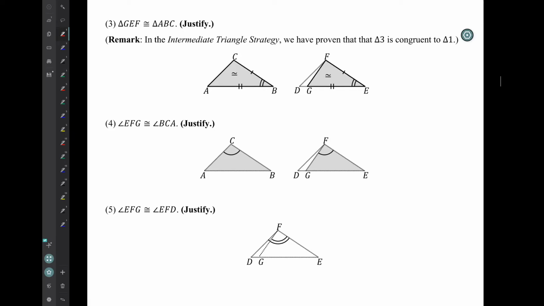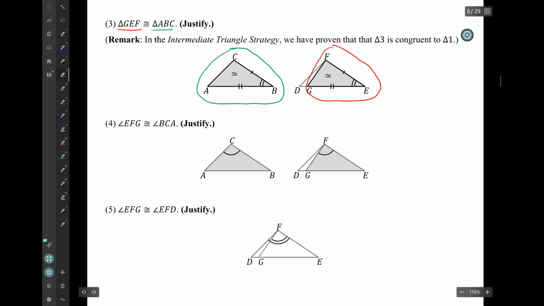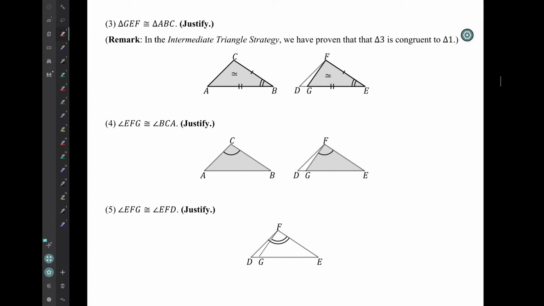Statement 3 says that triangle GEF is congruent to triangle ABC. So in terms of the intermediate triangle strategy, this says that that intermediate triangle, triangle 3, is congruent to triangle 1. Now you'll justify this statement in a homework exercise. Statement 4 says that angle EFG is congruent to angle BCA. So this angle is congruent to this angle there. That's the inner angle. Statement 5 says that angle EFG is congruent to angle EFD.